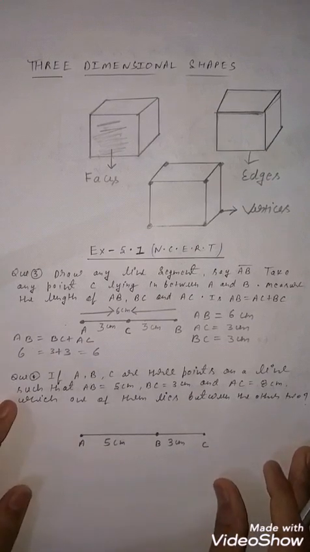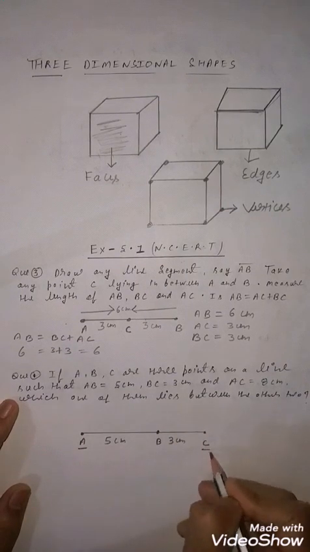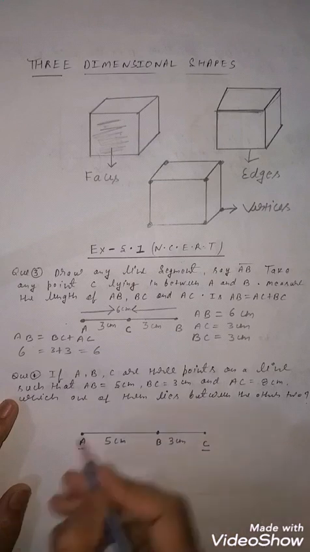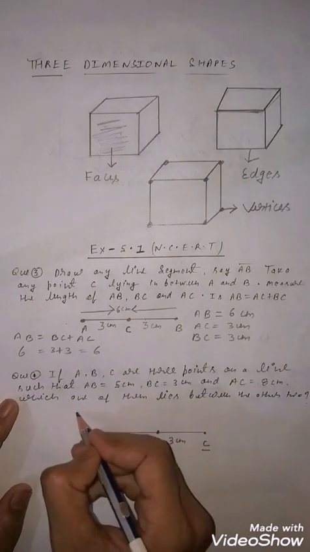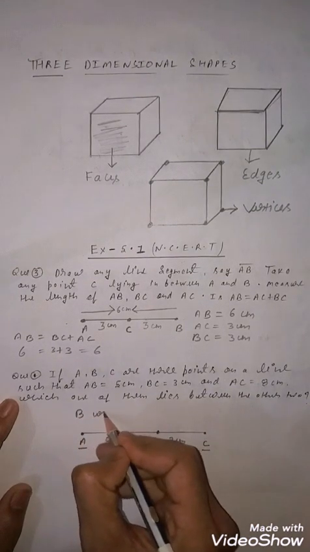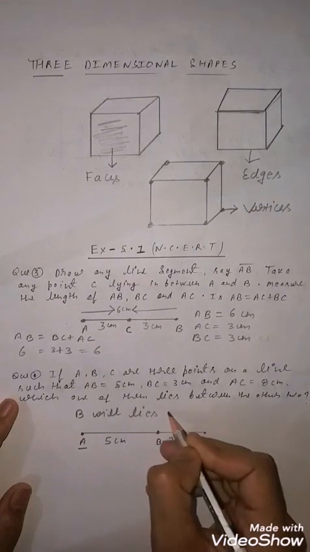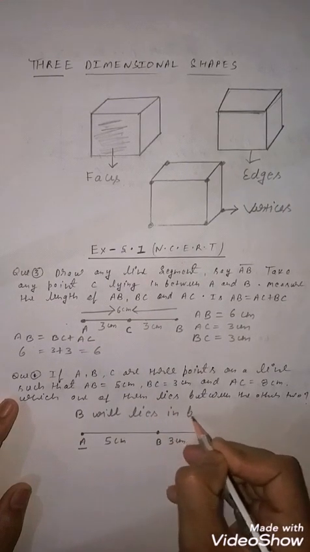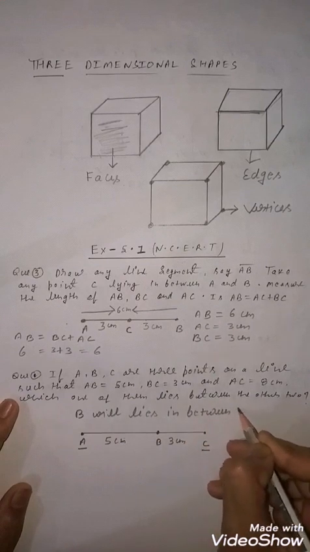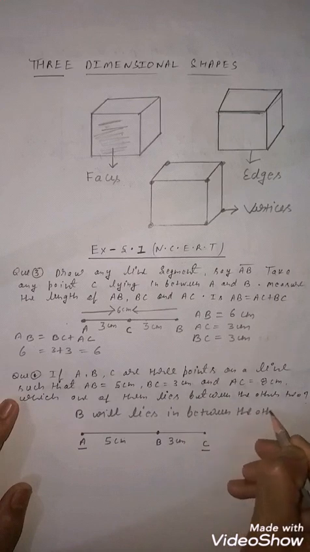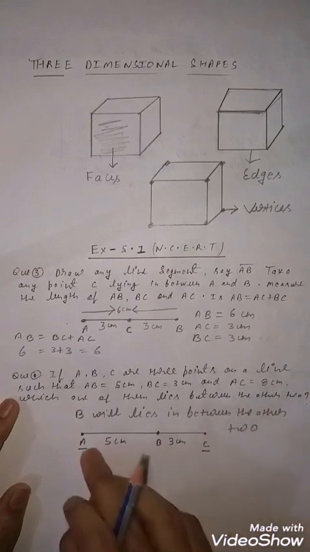So which of them lies in between the other two? Here you can see A and C are the end points and B is the midpoint. So you can say B lies between the other two. Clear students? You can write down B lies in between the other two. Easily you can see, because B lies between A and C.